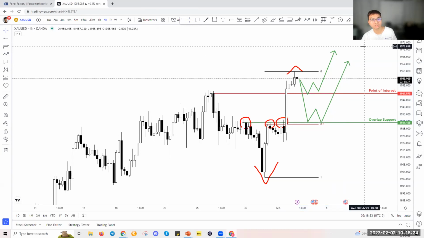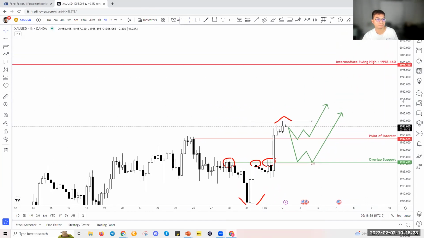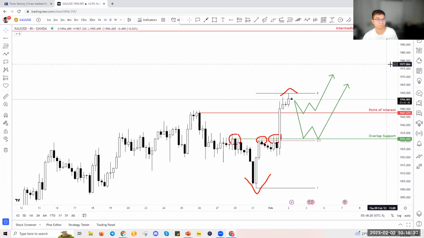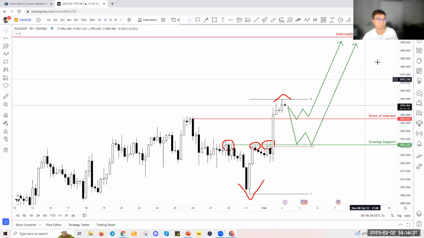So let me just screenshot this down and send it to the chat. Okay, let me just pull it up higher. Copy link to the chart image. Okay, just send it to the chat so you guys do not have to actually screenshot it down.